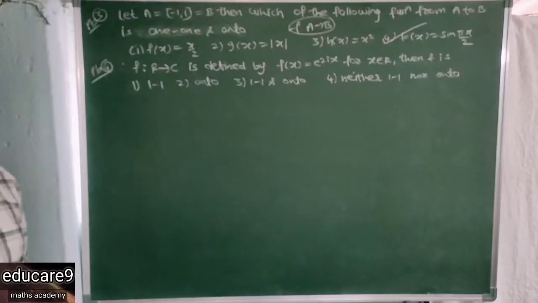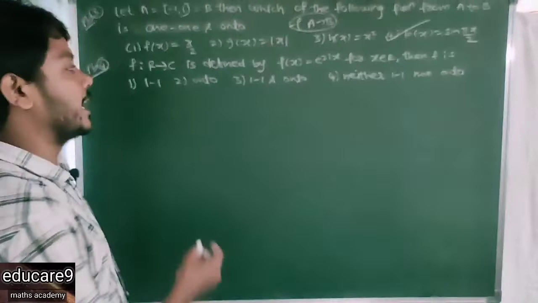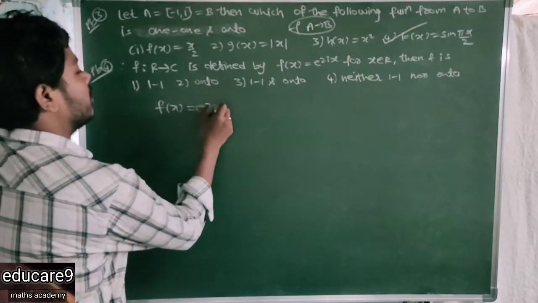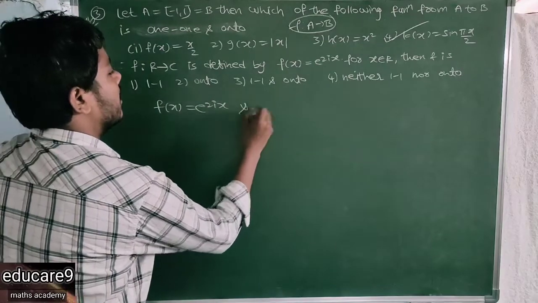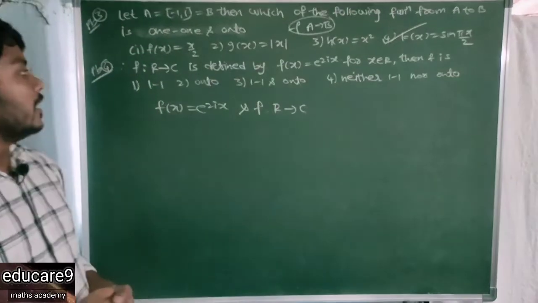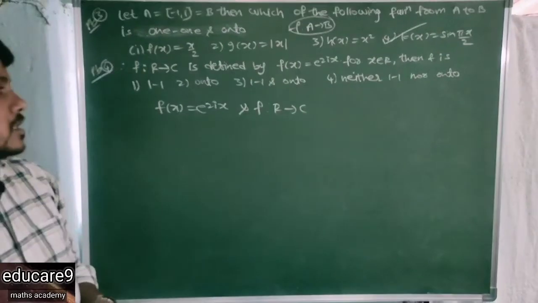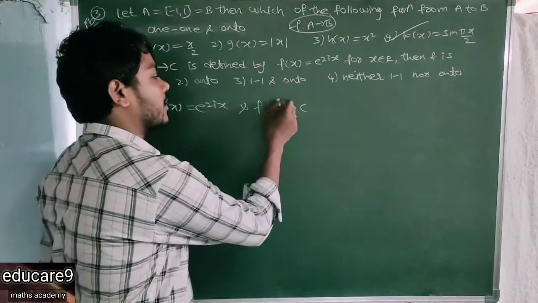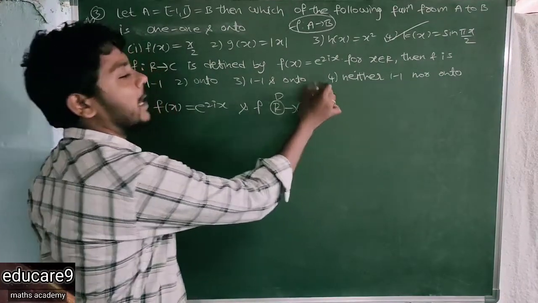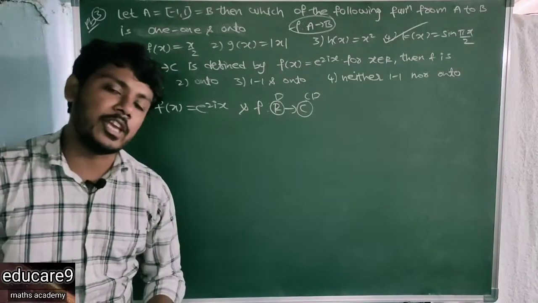So see the next question. f of x is equal to e power 2ix. So given f of x is equal to e power 2ix and f from R to C, then f is what? Okay. See here, the domain is R and the codomain is C, meaning complex numbers. Okay. So complex numbers in the form of a plus bi.